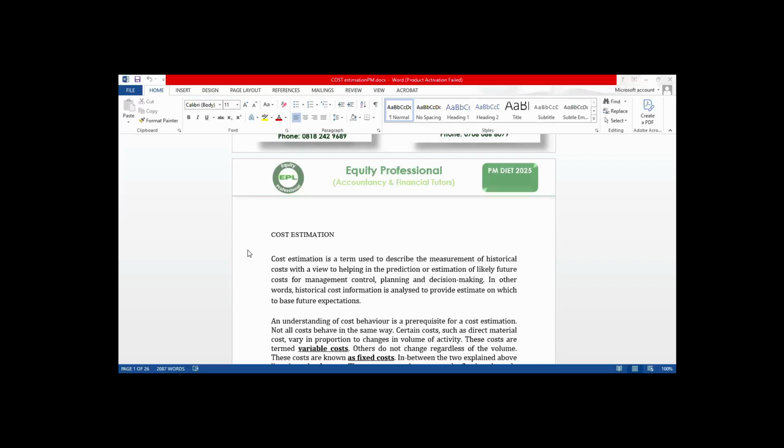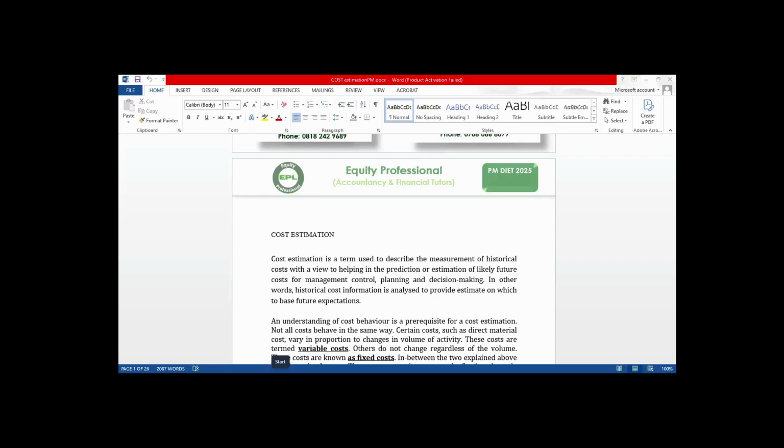We explain fixed costs. These are costs that do not vary with volume of production. They remain fixed within a given activity level. We also explain mixed costs, costs that are partly variable and partly fixed.